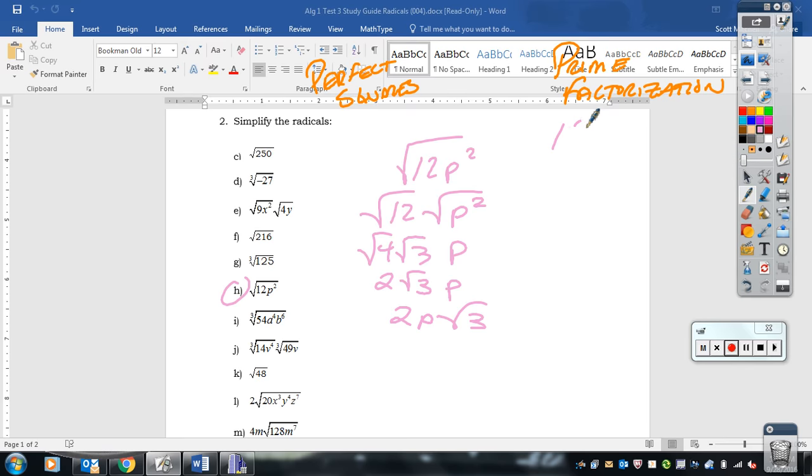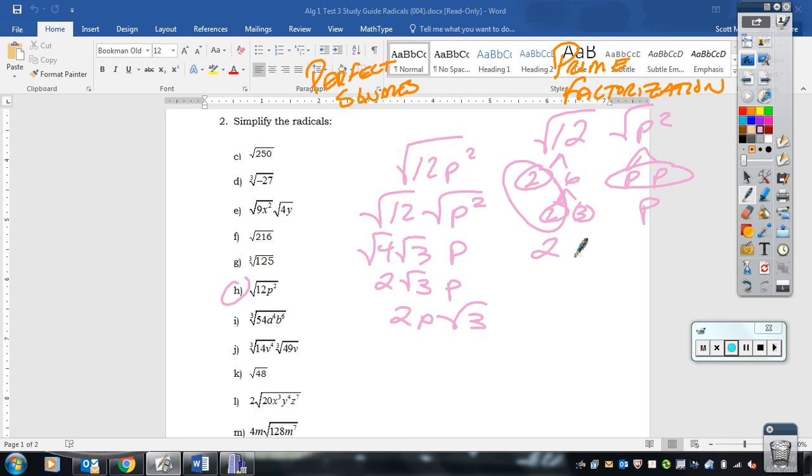Again, you could split it. 12p squared. P squared is easy, it's p and p. Again, a pair, that's by itself. 12 is 2 times 6, 2's a prime. 6 is 2 times 3. There's a pair of 2's that goes on the outside, 1 solo, 3 on the inside, p on the outside. Again, rearrange the order, send the radical to the end.